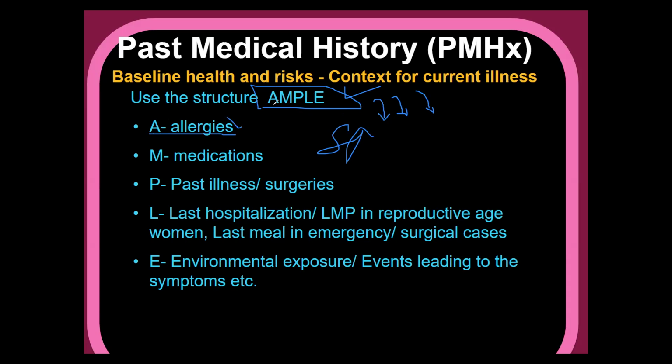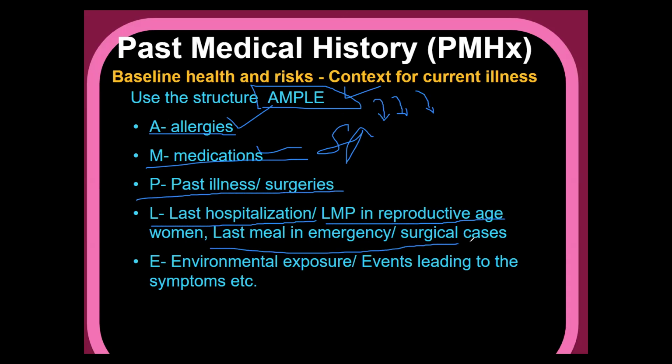A is for allergies. Ask if they're allergic to anything. If someone is allergic to aspirin and they're having acute coronary syndrome, you cannot give them aspirin because you're going to get them into anaphylactic shock. Medications that they are currently taking, past illnesses and surgeries, and then last hospitalization, last menstrual period in women of reproductive age, last meal in surgical cases and in emergencies, because last meal is going to change our management if someone needs a surgical treatment or if someone has an emergency.